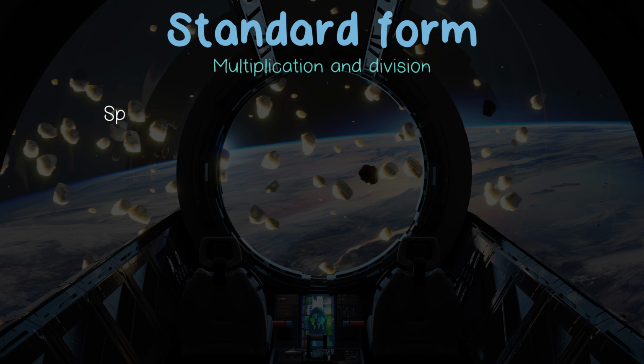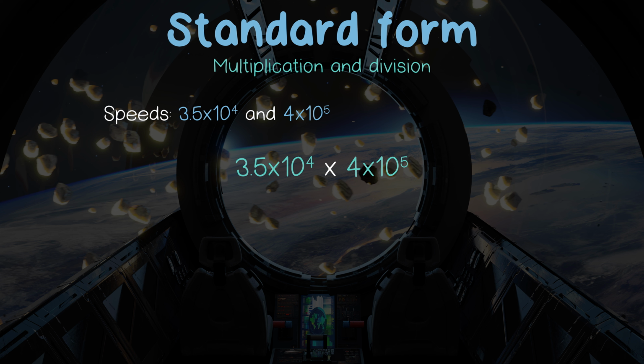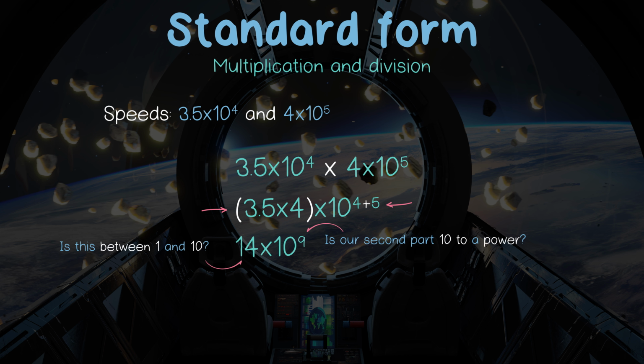Let's try one more example. 3.5 times 10 to the 4 and 4 times 10 to the 5. So same rules. What did we do last time? We multiplied our first numbers. And then what did we do after? We added our powers. And then we just check if our answer is in standard form.